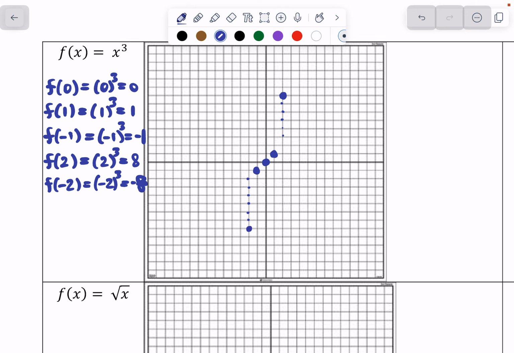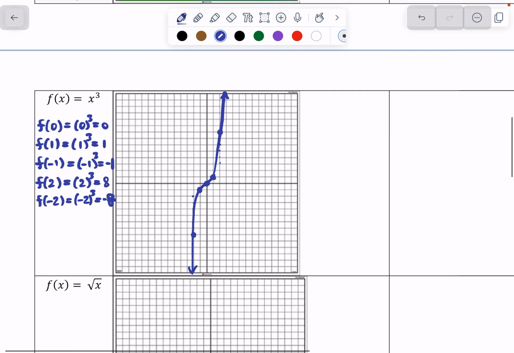So you notice this function gets steep very, very quickly. So if we were to connect these, we would get something kind of like this, almost like an S shape. All right, so cubics go to infinity very quickly. Call these a cubic. It's a cubic function.